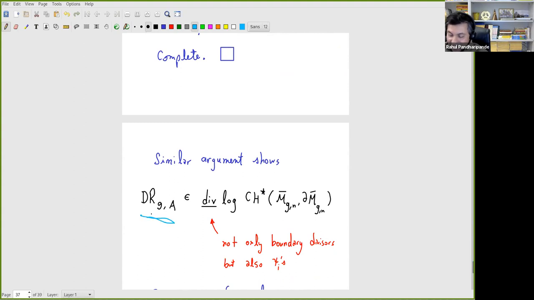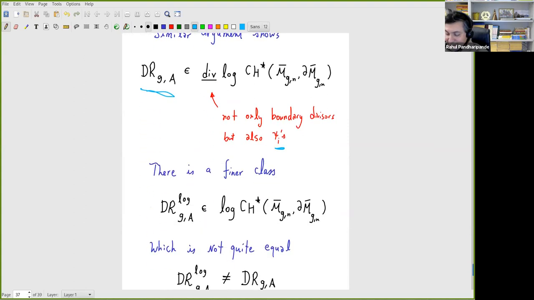The general DR cycle, when I pull it back, is in this divisorial part, which is what I call this combinatorial part, what Jonathan calls the combinatorial part, except for the fact that we have these cotangent lines. That maybe slightly exits it. But you have to put those cotangent lines. But the deeper question is this, maybe this is what Dimitri is asking.